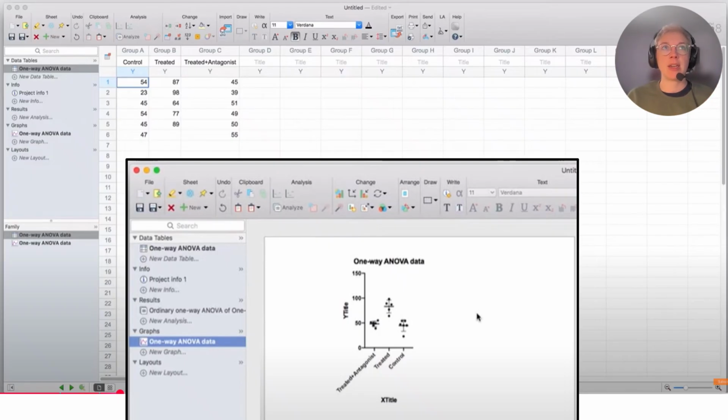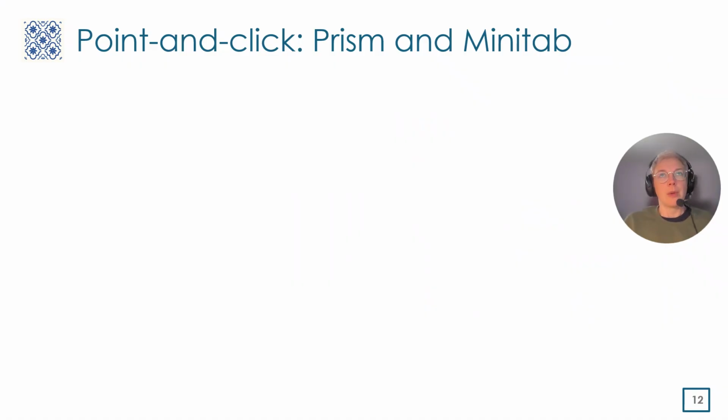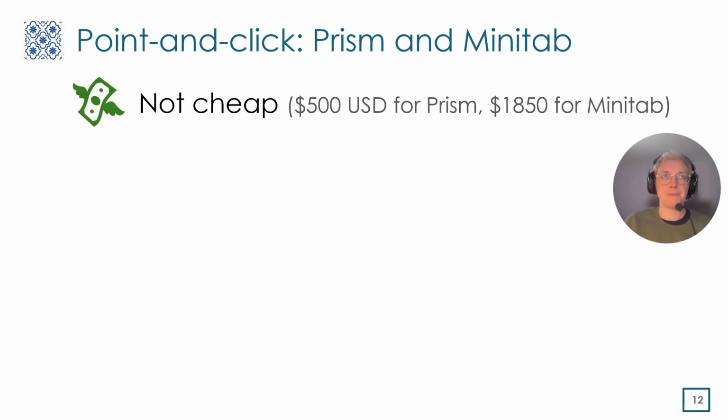So this here is GraphPad Prism, right? It gives you an idea of what the interface is for that software. And here you have Minitab, which is another point and click software. So Prism and Minitab are two examples of point and click software. There are other ones, but these are some of the most common ones.